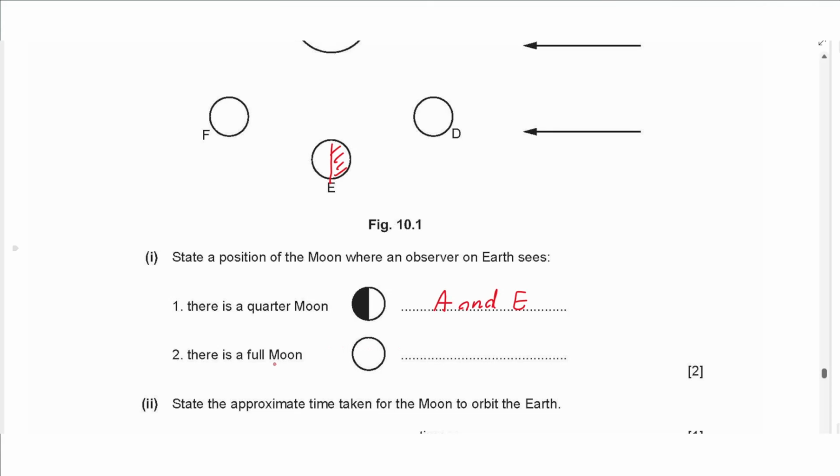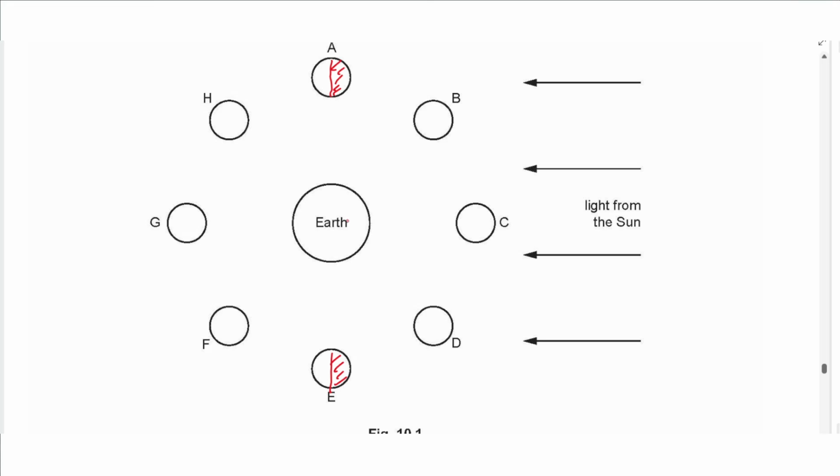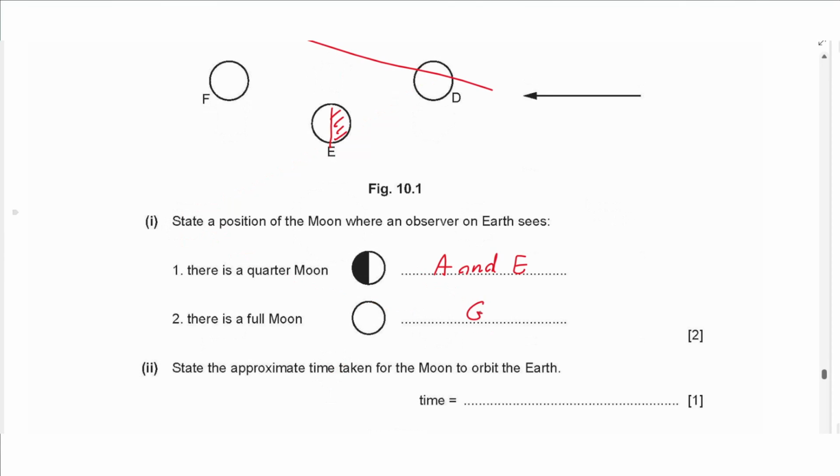As for full moon, it happens when the Earth is in between the sun and the moon. So light from the sun illuminates the moon from all sides, and this whole area is seen from Earth as a complete circle. So it's G. So we write here G. Part II says state the approximate time taken for the moon to orbit the Earth, which is 1 month, or we can say approximately 28 days.